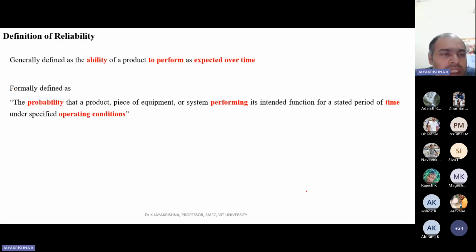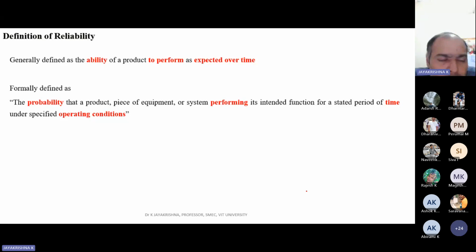Now let's get back to the original definition of reliability. From our understanding, we can summarize it as: reliability is generally defined as the ability of a product to perform as expected over time. To have a more refined definition, formally we can define reliability as the probability, which is the first word we studied, right? The probability that a product, a piece of equipment, or a system. What I mean is it can be a product as a whole, or a piece of a product, or a system.